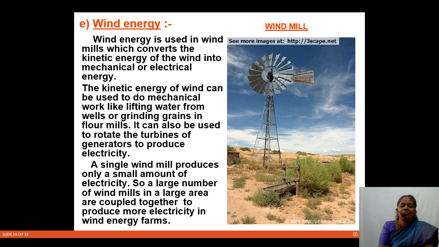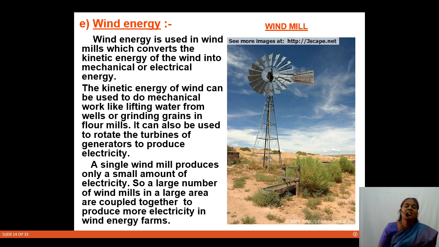Next one, wind energy. In places of Karnataka, while traveling in the bus, you might have seen, wherever there are hills, especially Chitradurga, one of the places in Karnataka, a lot of wind farms and windmills are there to generate electricity. What is wind energy? How to construct a windmill? What are the advantages and disadvantages? We have to see.